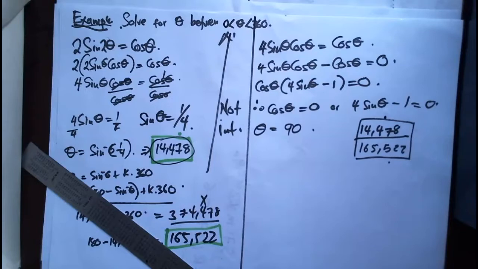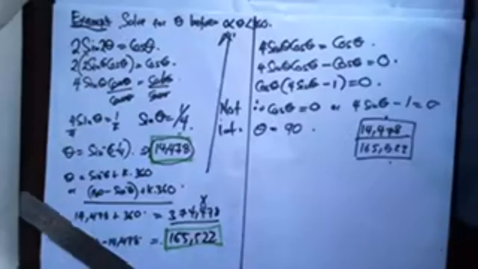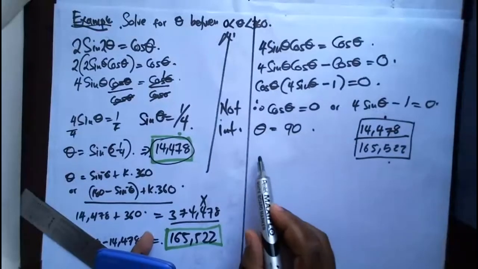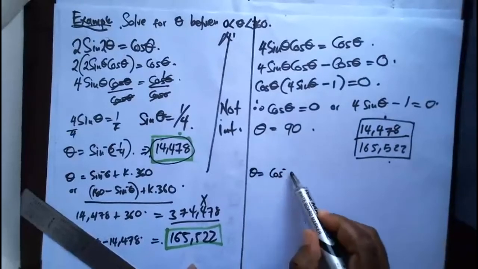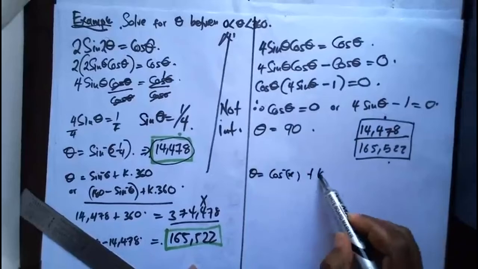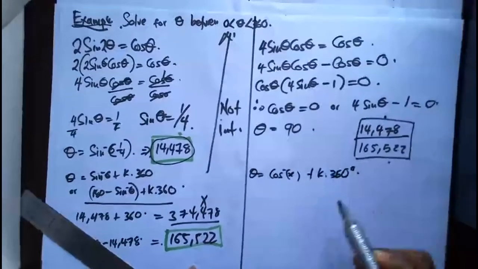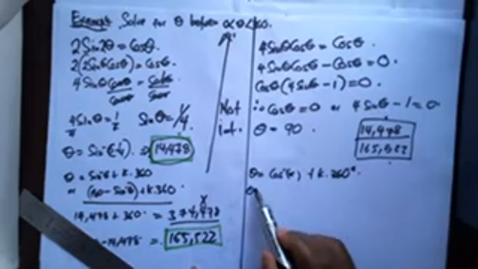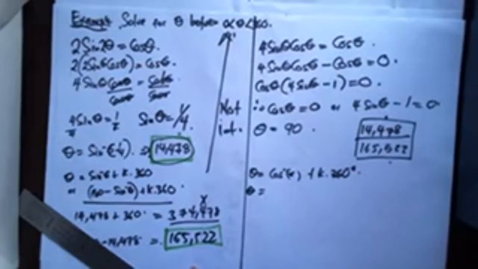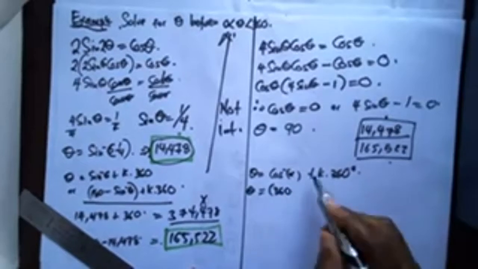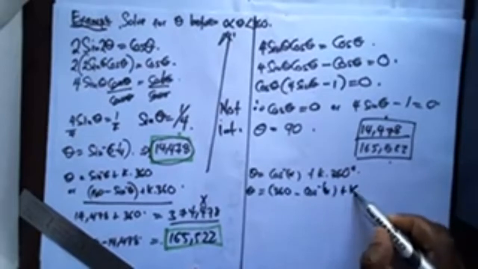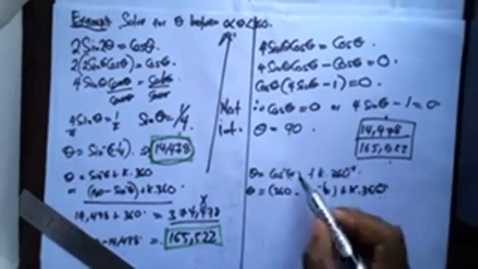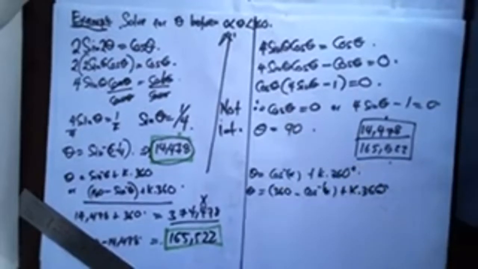We have this one. For cos, it also follows the same principle, right? So for cos, theta is equal to shift cos x plus k times 360 degrees. The other one is theta is equal to 360 minus shift cos x plus k times 360. The shift cos is the principal value that the calculator gives me.